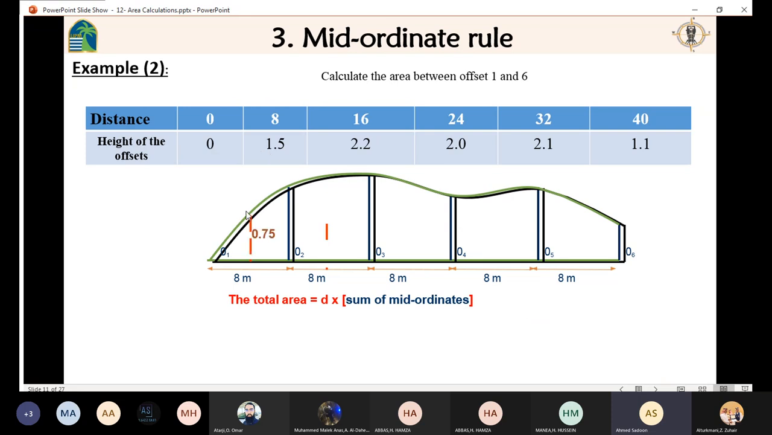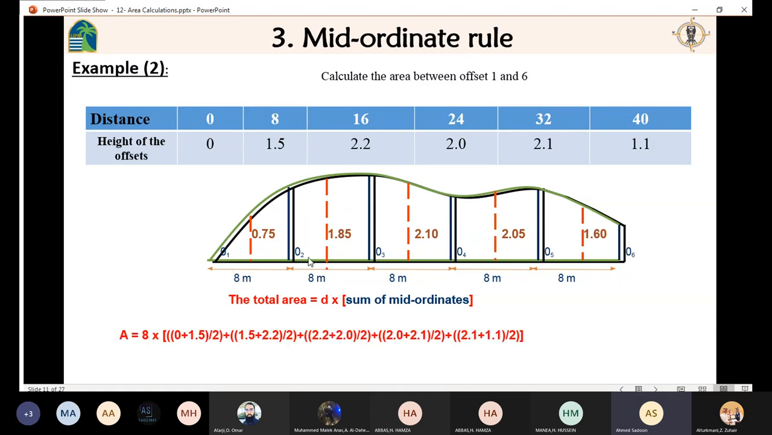So now I determined the mid-ordinate for the first section. Then I'm going to determine the mid-ordinate for the second section. It's going to be 1.5 plus 2.2 over 2, which is 1.85, and so on. Also, I need to determine the mid-ordinate for this section, and for that section, and for that section. Now I'm in position to use the formula. I'm going to sum all of these mid-ordinates, and I'm going to multiply them by d, which is the equal distance between the sections, or between the ordinates.